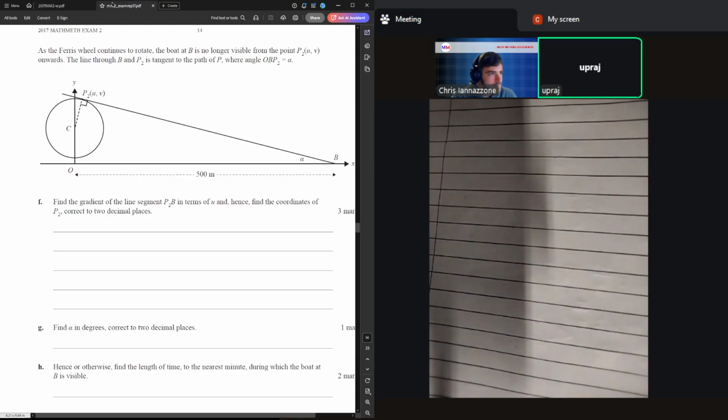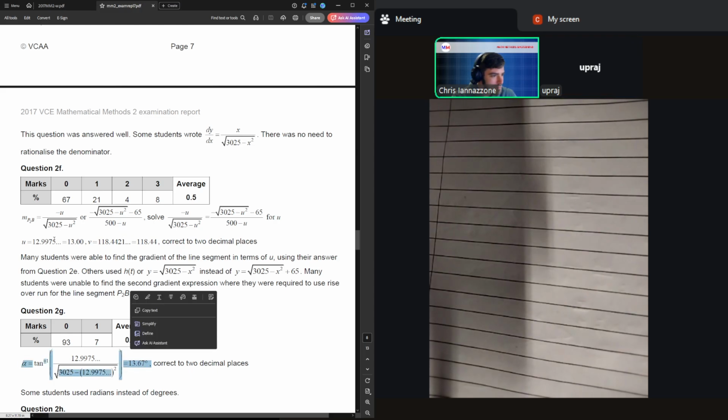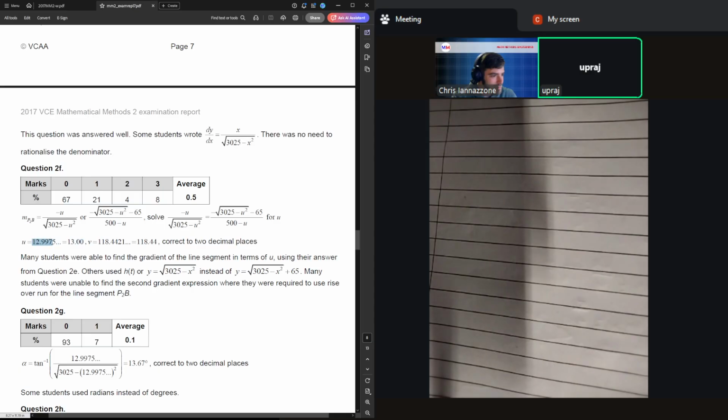Yeah. Is it 13.66? Oh, one off. Did you put the rounded version in? No, I did just rounding error for my end. Yeah. Okay. Oh, sure. Right.